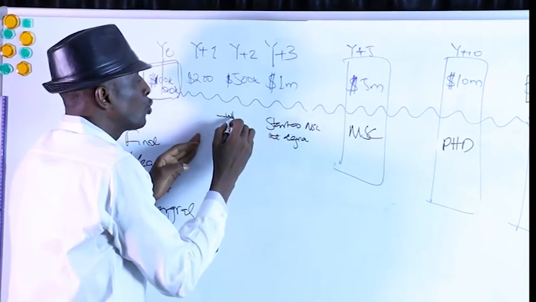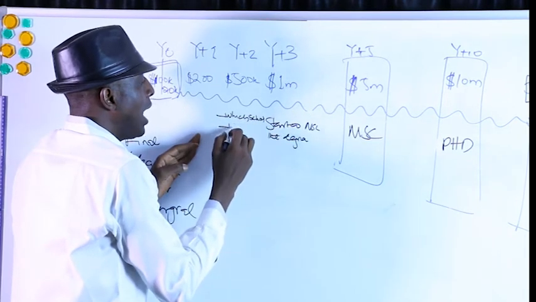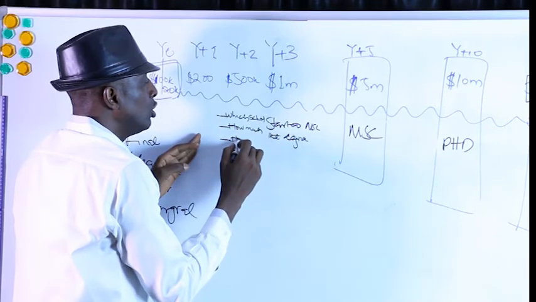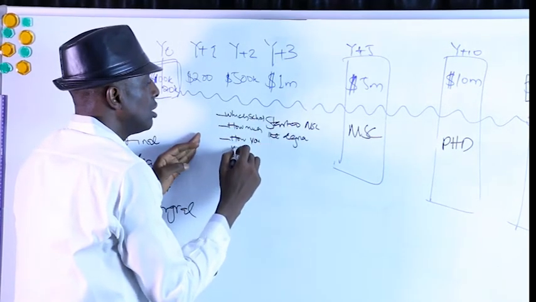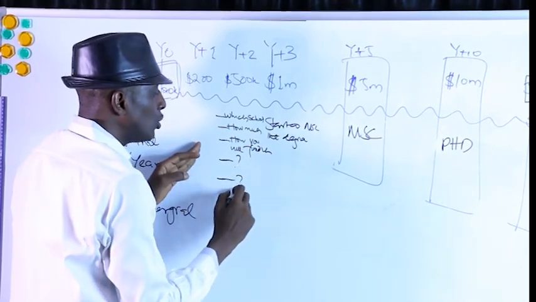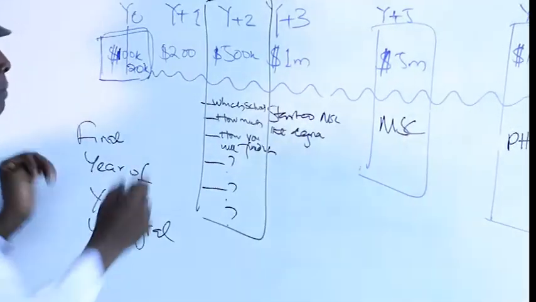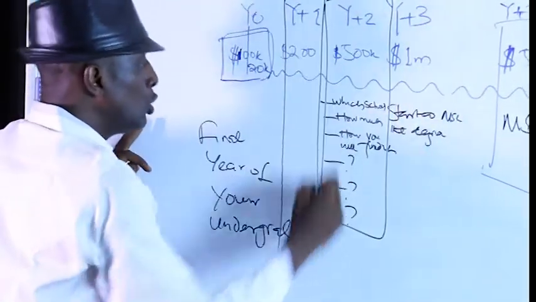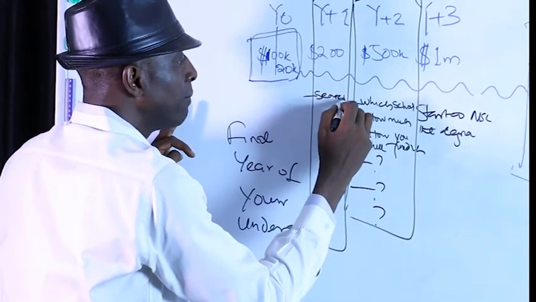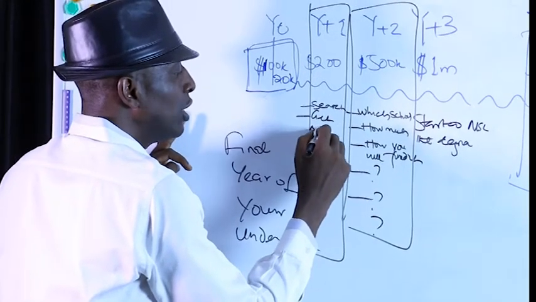exactly which school, how much, how you will fund it, whatever other questions are surrounded with it. This must be answered by year 2. By year 1, what should you be doing? You should be actively searching and trying to get the admission.